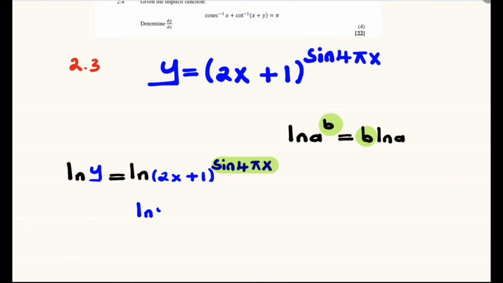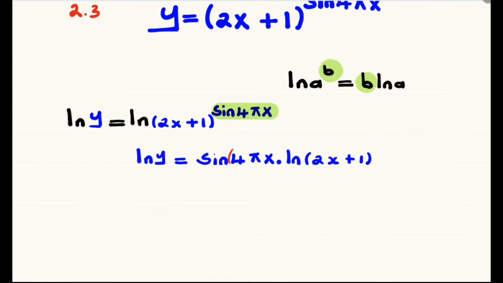So we have the ln of y is equal to the sine of 4 pi x, removed as part of the exponent, and we multiply it with the ln of 2x plus 1. Perhaps let's put parentheses around the 4 pi x. Now we differentiate. The derivative of ln y will be equal to 1 divided by the function inside the ln, which is y. And when we differentiate a function involving y, we multiply by dy over dx.